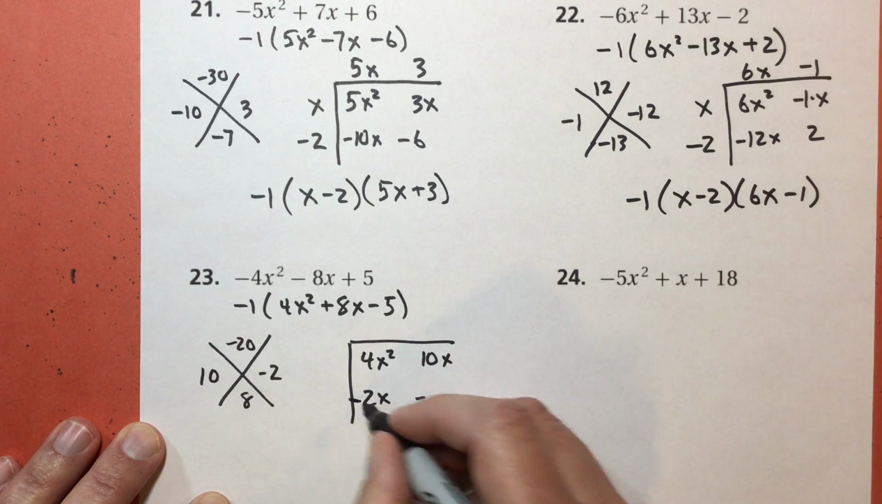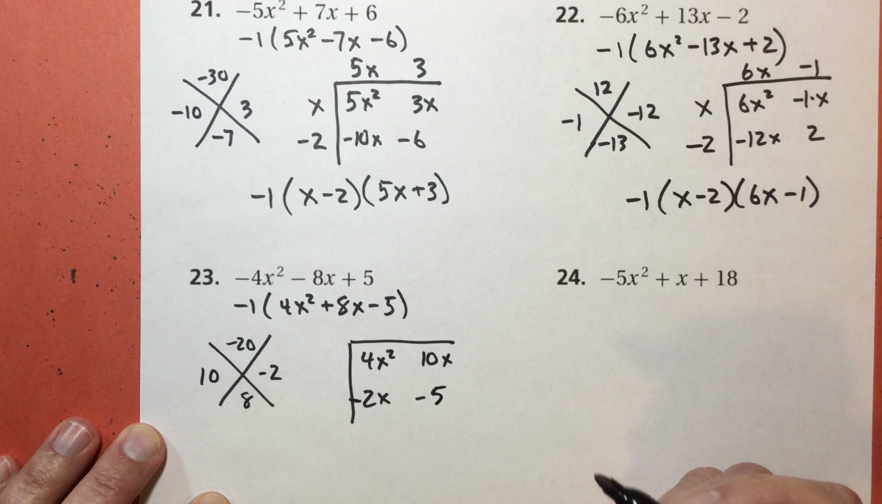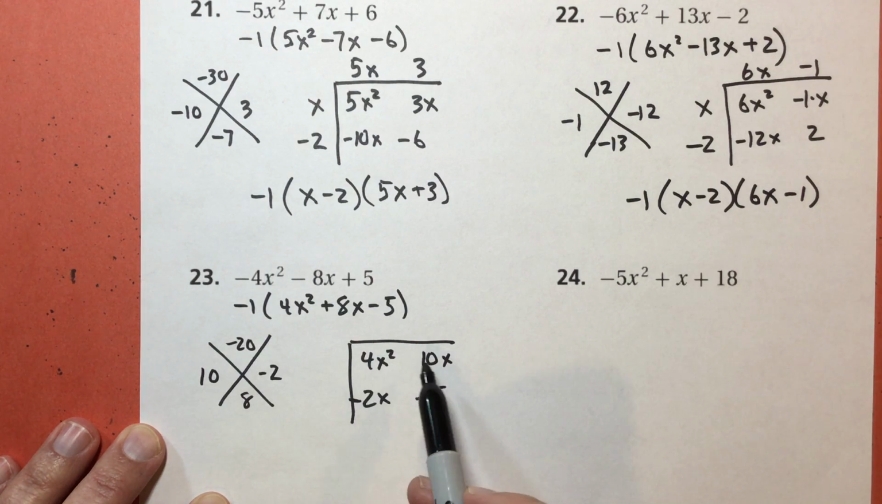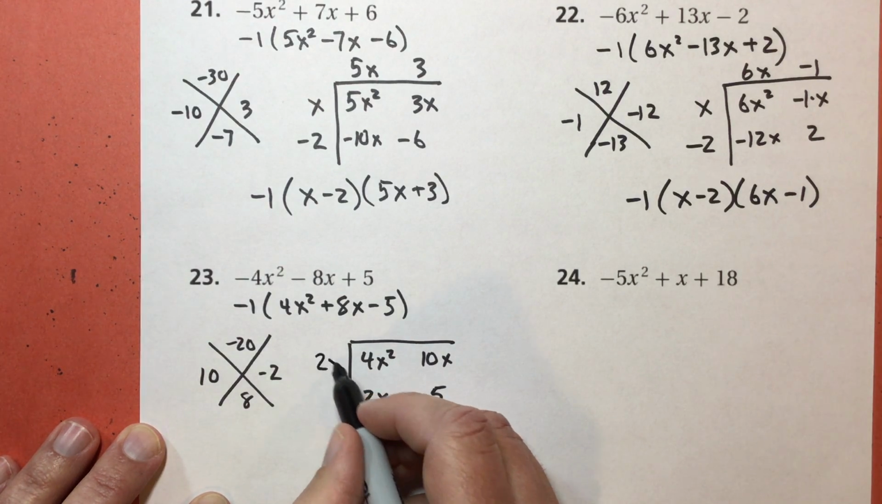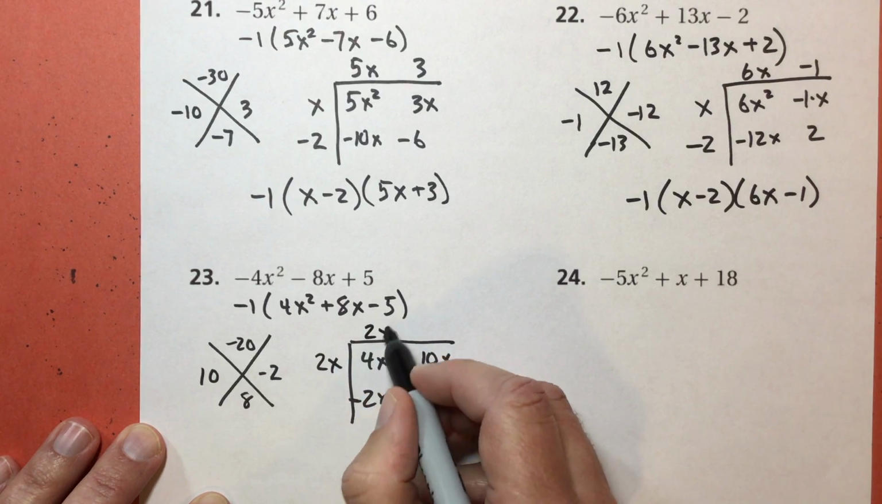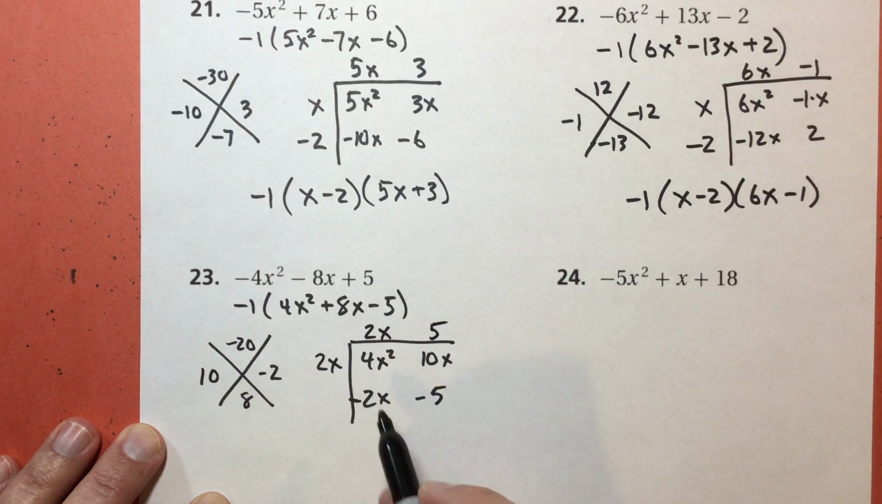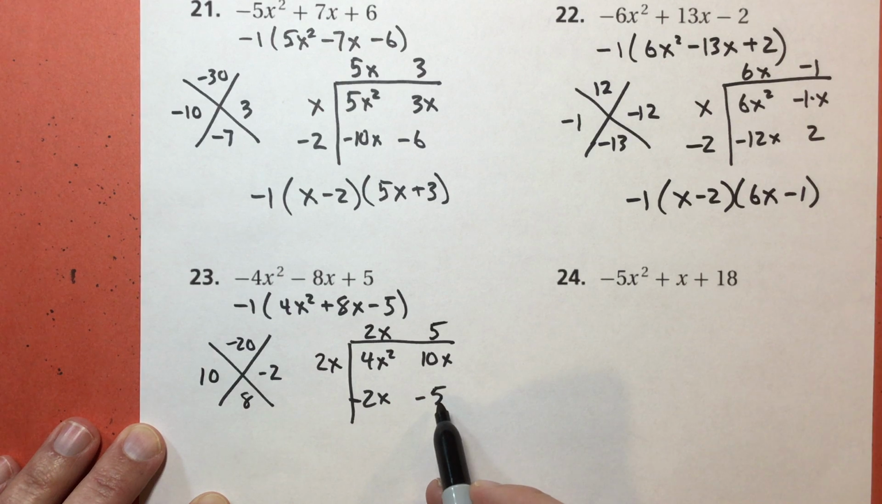Negative 2. Sorry, forgot the negative. This is 2 times 2, and this is 2 times 5. So I'm going to factor out a 2x. That leaves the other 2x and the 5. This is negative 1 times 2. This is negative 1 times 5. So the common factor is negative 1.